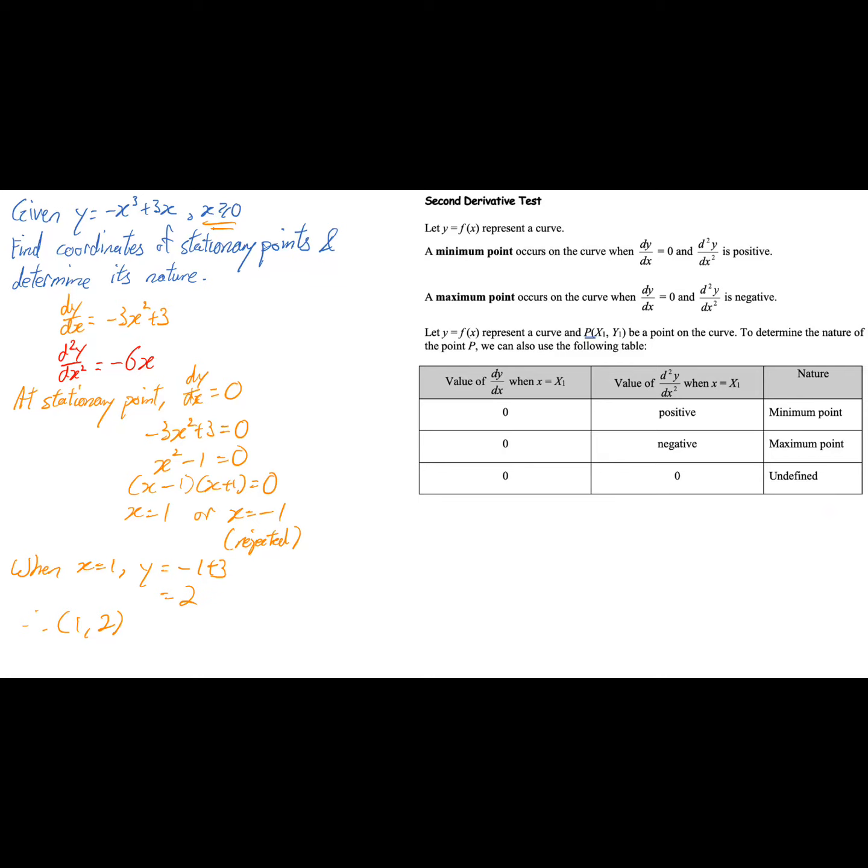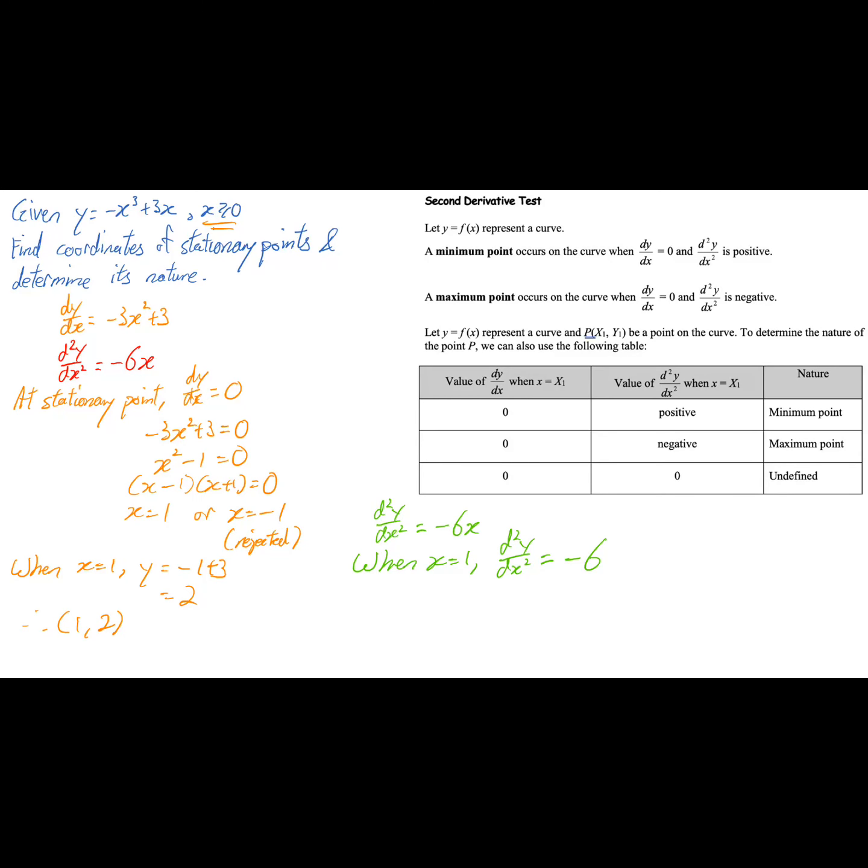Now our d2y over dx squared equals negative 6x. So when x equals 1, d2y/dx squared is negative 6. Negative tells us that it's a maximum point. Therefore, it is a maximum.